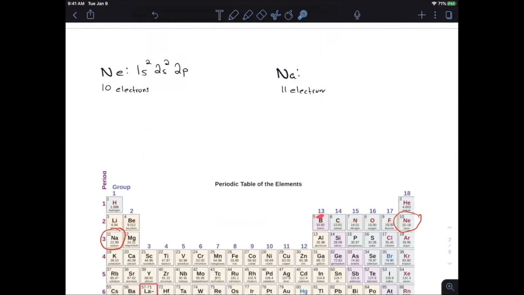So that's 1, 2, 3, 4, 5, 6. So we have 2p6. When we now look at sodium, notice we're going to have the exact same thing, but we just have one more electron. And that electron is back in what we call the S block. Right? So this whole first two groups on the periodic table are the S block. So we're going to have the same electron configuration with one more electron.